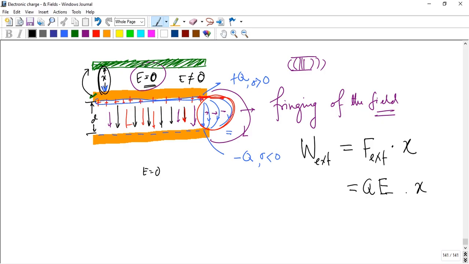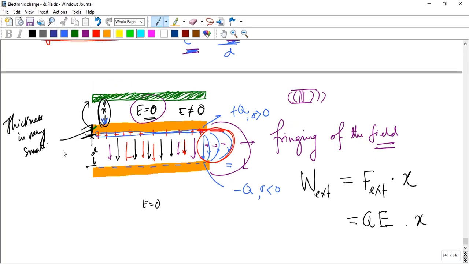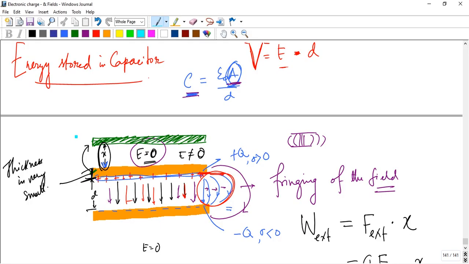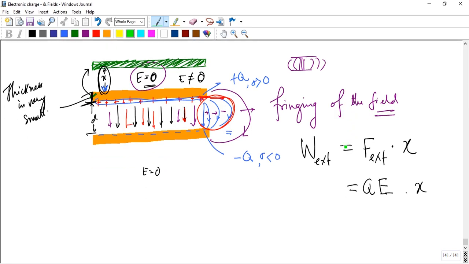Now, what about the thickness of the surface? We choose the thickness to be very small. For good capacitance, we choose a low value of D, so A is greater than D for good capacitance.